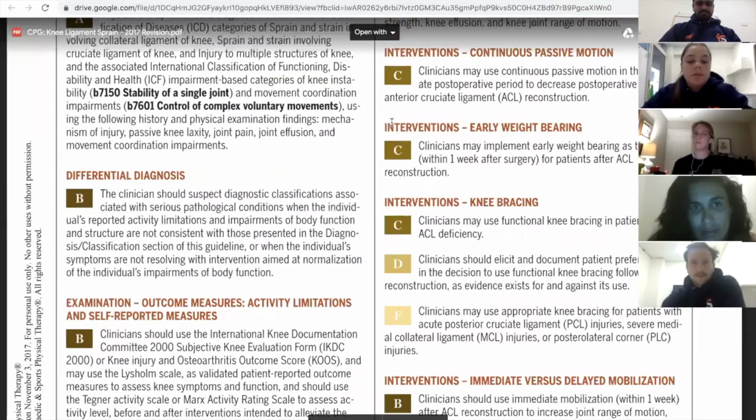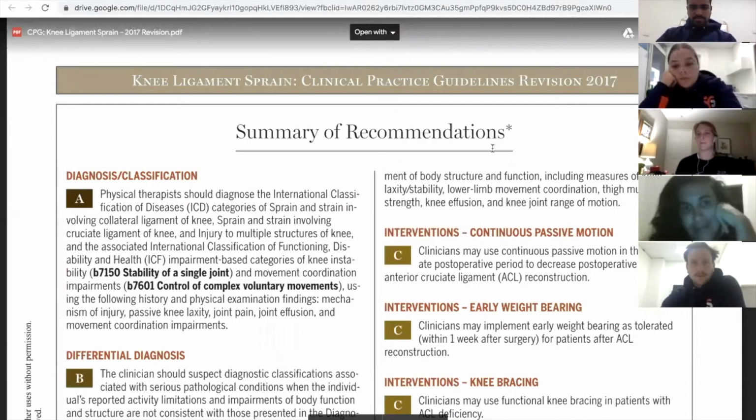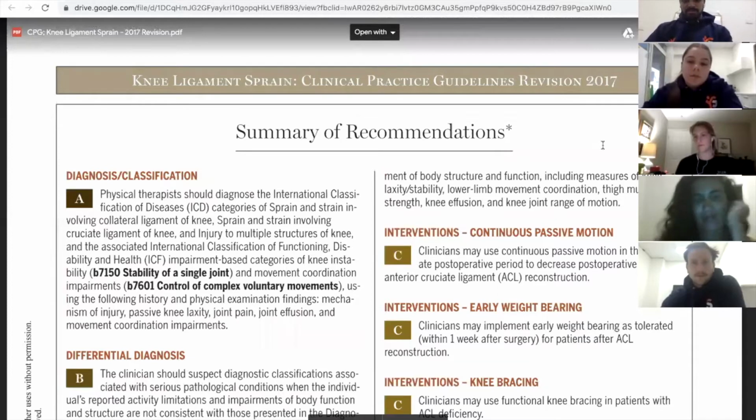So moving on into the interventions, starting off with the C level evidence, continuous passive motion. Clinicians may use continuous passive motion in the immediate postoperative period to decrease effusion. So that's just moving the knee through its range.